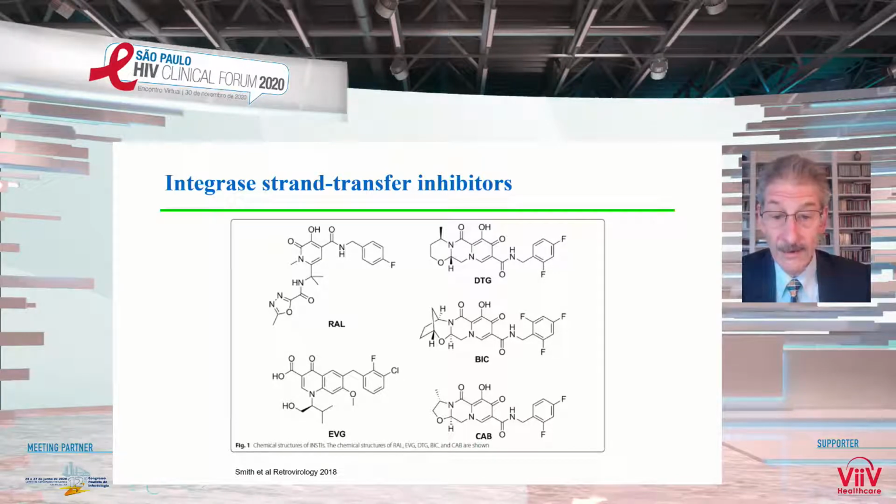There are now 4 approved integrase inhibitors in the United States and in most of the rest of the world, including Raltegravir, Elvitegravir, dolutegravir, and Bictegravir. And we anticipate in the next weeks or months that a 5th integrase inhibitor, cabotegravir, will be approved as well.